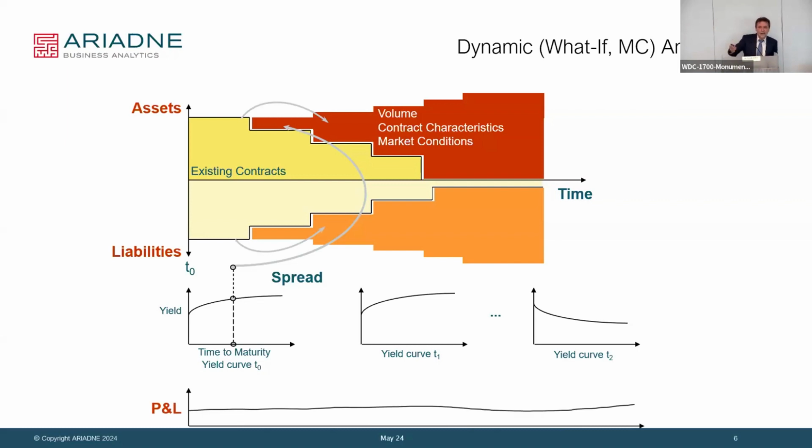And then you will have a balance sheet over time, you have a P&L over time, you change the market conditions, you get another balance sheet, another P&L, etc., etc. So this is what we mean by dynamic analysis. So dynamic, it's the business, plus also the markets. Everything moves now properly over time.